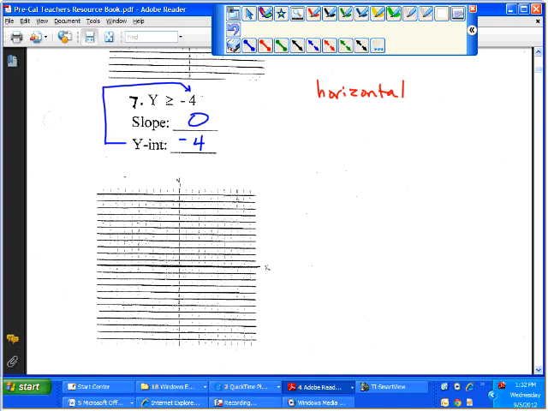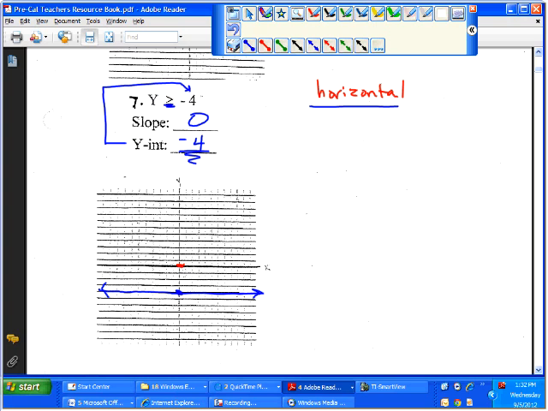On a vertical line, what's the slope? Undefined. And what do we put for y-intercept on a vertical line? None, because it doesn't have one. It's parallel to the y-axis. So we have a horizontal line through y is negative 4, and it is solid because of the equal mark, right? So we're going to find our origin. We're going to go to where y is negative 1, 2, 3, 4. And we're going to make a solid horizontal line because of the equal mark.